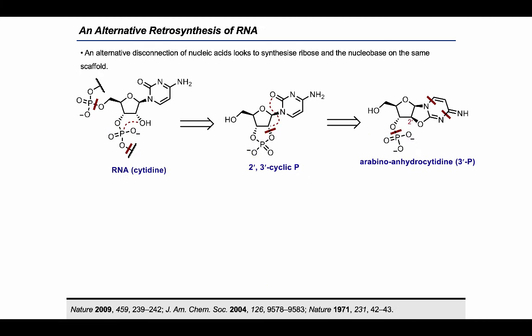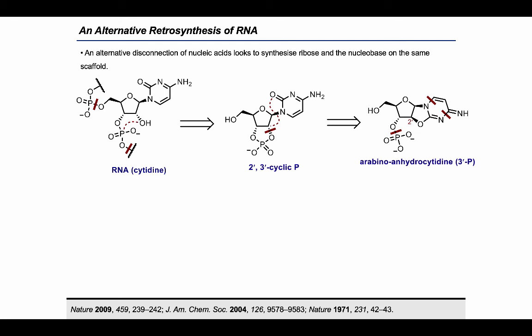So here again is our molecule of RNA with a cytidine in it. Let's alter our first disconnection slightly this time, not cutting up all of the phosphodiester bonds of the cytidine, but instead disconnecting back to a 2'3' cyclic phosphate. As we shall see shortly, a 2'3' cyclic phosphate may provide a route through to the oligomerization of monomers themselves.